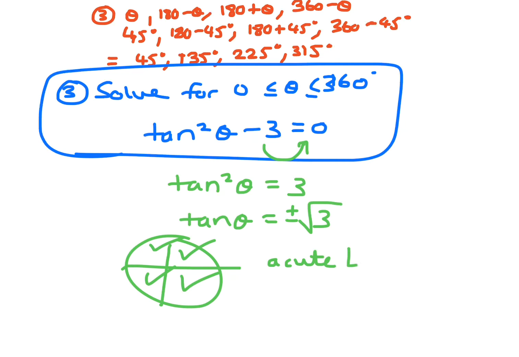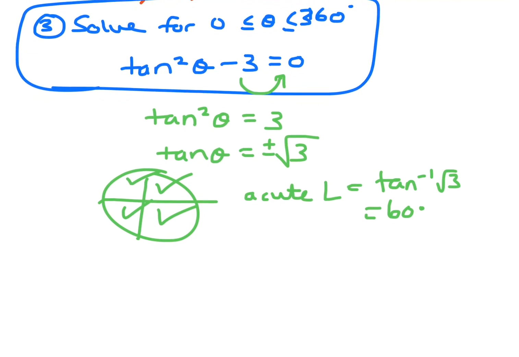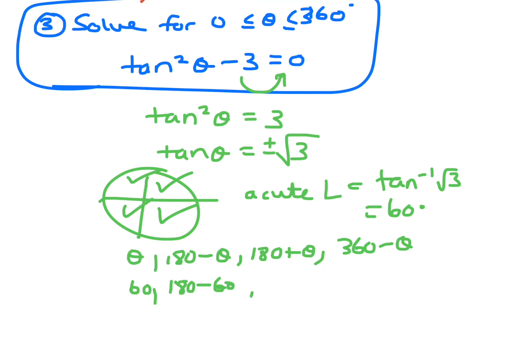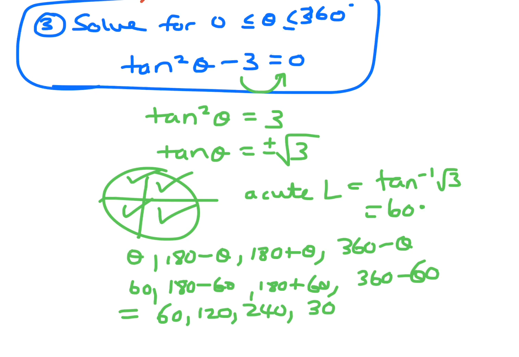So get the acute angle. There you go, tan the minus 1 of root 3. That is 60 degrees. And then you just have to put it into this. Theta, 180 minus theta, 180 plus theta, 360 minus theta. So it's 60, 180 minus 60, 180 plus 60, 360 minus 60. 60, 120, 240, and 300.